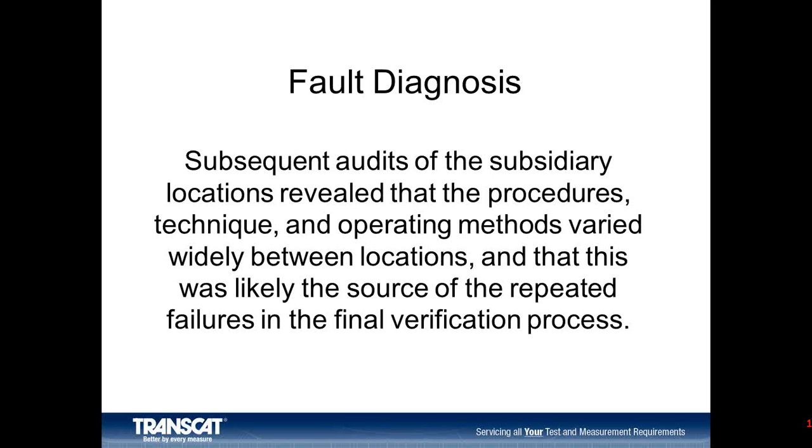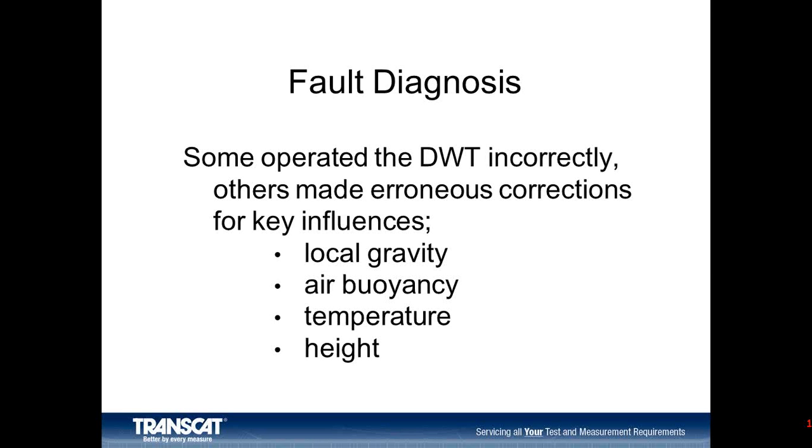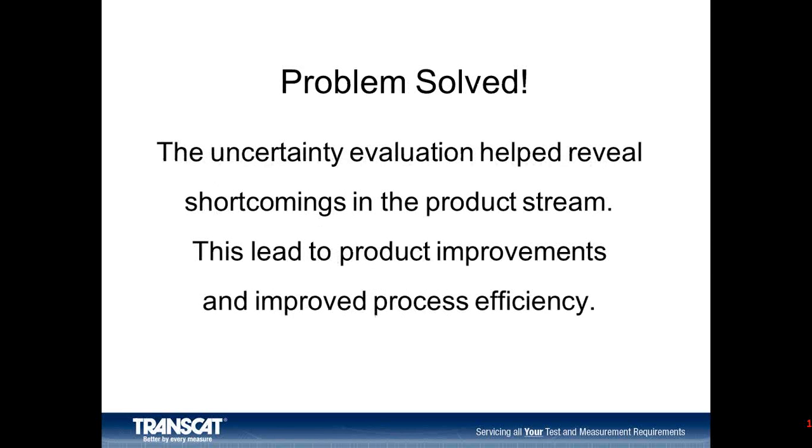So the engineers conducted audits of these subsidiary locations, found that indeed the procedures and the techniques and the operating methods varied widely, and that this was likely the source of the repeated failures during this final verification process. Some locations operated the deadweight tester incorrectly. Others made erroneous corrections for some of the key influences. Local gravity, for example, air buoyancy, temperature, height corrections. So the problem was solved.